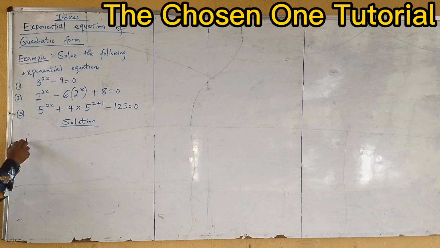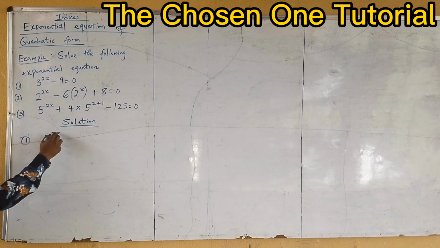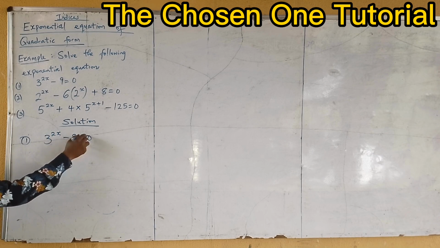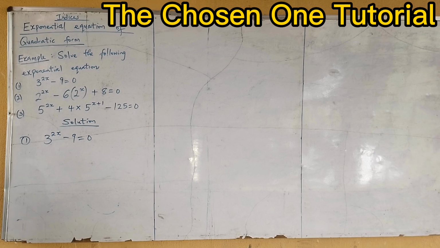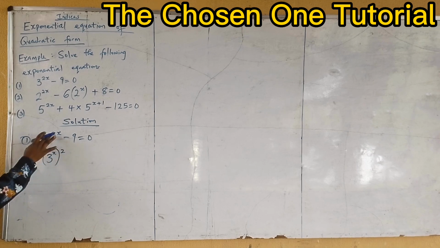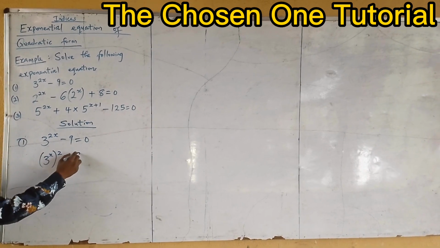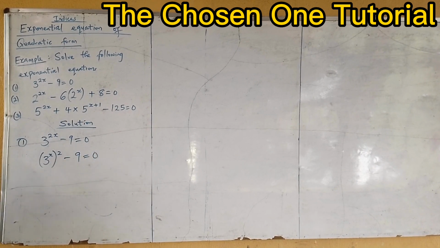In question 1, we have 3 raised to power 2s minus 9 is equal to 0. What we are going to do is rewrite this 3 raised to power 2s in the form of 3 raised to power s in bracket raised to power 2. Don't forget that they are still equivalent according to the law of indices. If you multiply s by 2, you are still going to have 2s. Minus 9 is equal to 0.